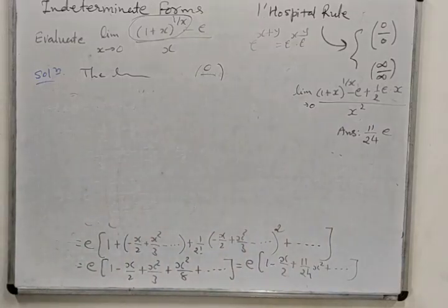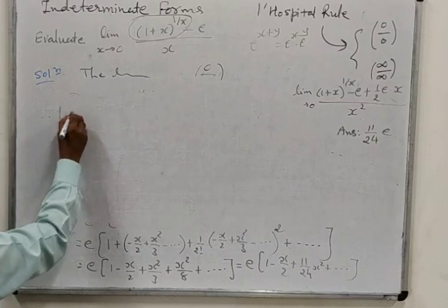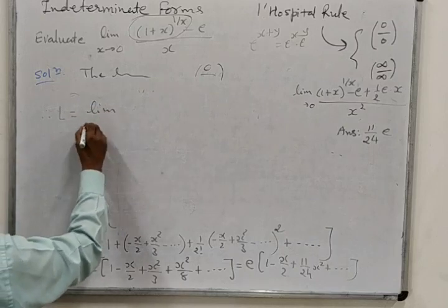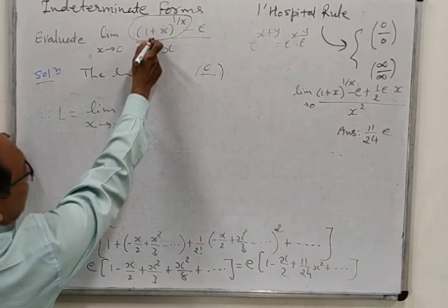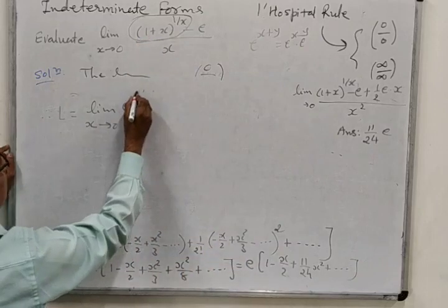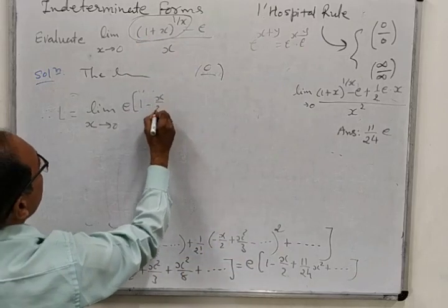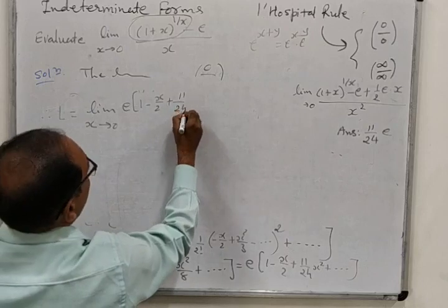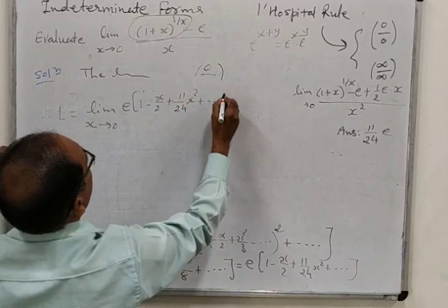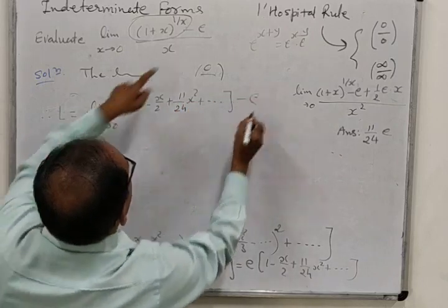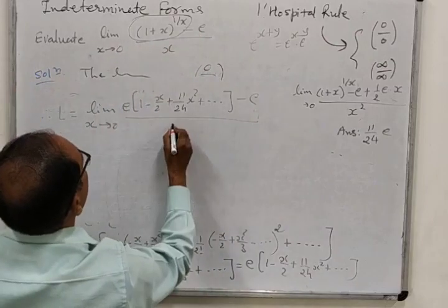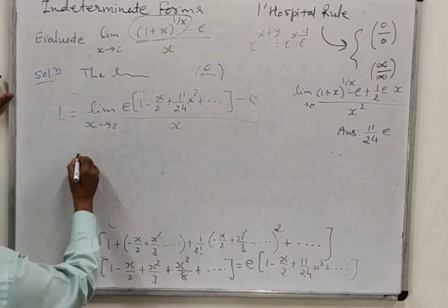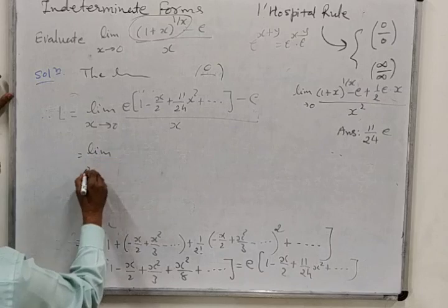our limit L equal to now limit x tends to 0. We will put the value of this one. The value of this one is e into 1 minus x by 2 plus 11 by 24 into x square plus dot dot dot, and minus e. This is e. So divided by x. So we will simplify this one.